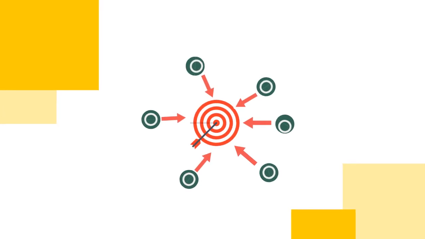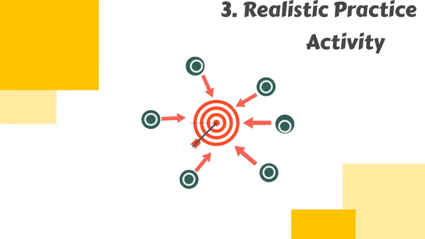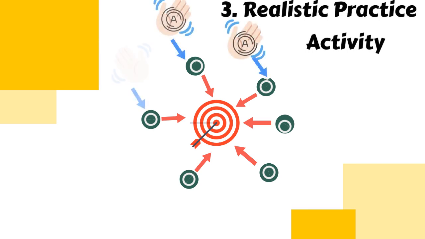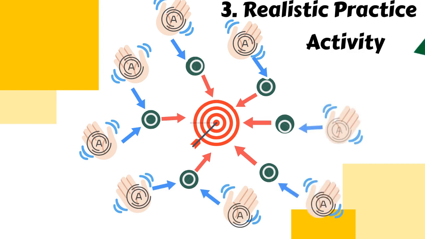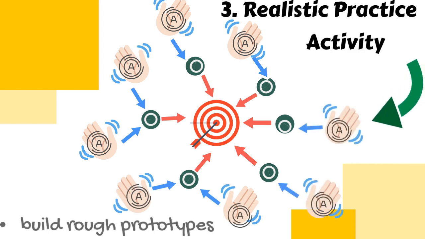The third node of action mapping is the realistic practice activity for that behavior from step 2, which is the action that will reach the goal. So from that action, design or create practice activities that users can perform to practice and then achieve the desired goal. Build rough prototypes of the activities. What are these? These are the exercises based on actions which make the students achieve the lesson objective.